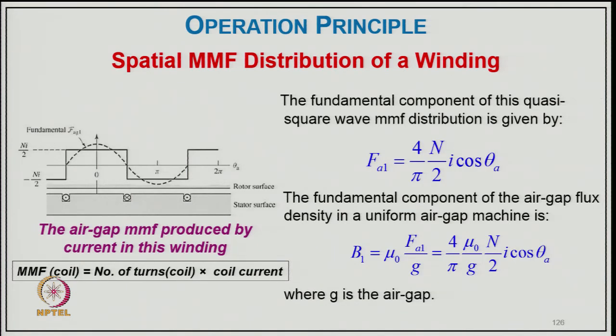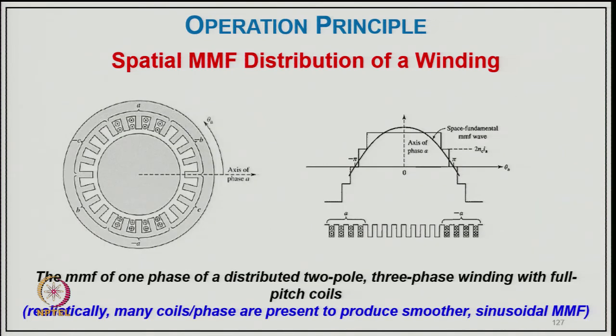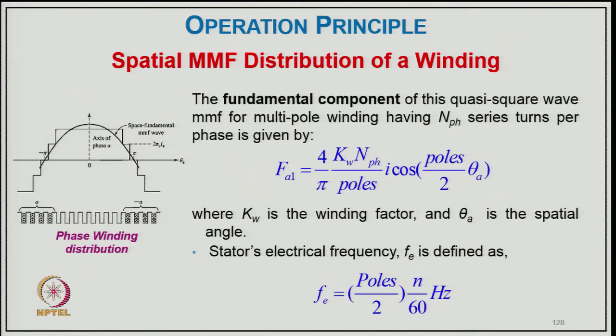Typically, the fundamental component of this quasi square wave MMF distribution is given by F_A1 equal to 4 upon pi, N by 2, I cos theta_A. The fundamental component of air gap flux density for a uniform air gap is B_1 equal to mu_0 F_A1 upon g, which comes to 4 upon pi, mu_0 upon g, N by 2, I cos theta_A, where g is the air gap length. From this, the MMF of one phase of a distributed 2 pole 3 phase winding, compared with a full concentrated coil, is shown here with A phase, C phase and B phase in the distributed winding.